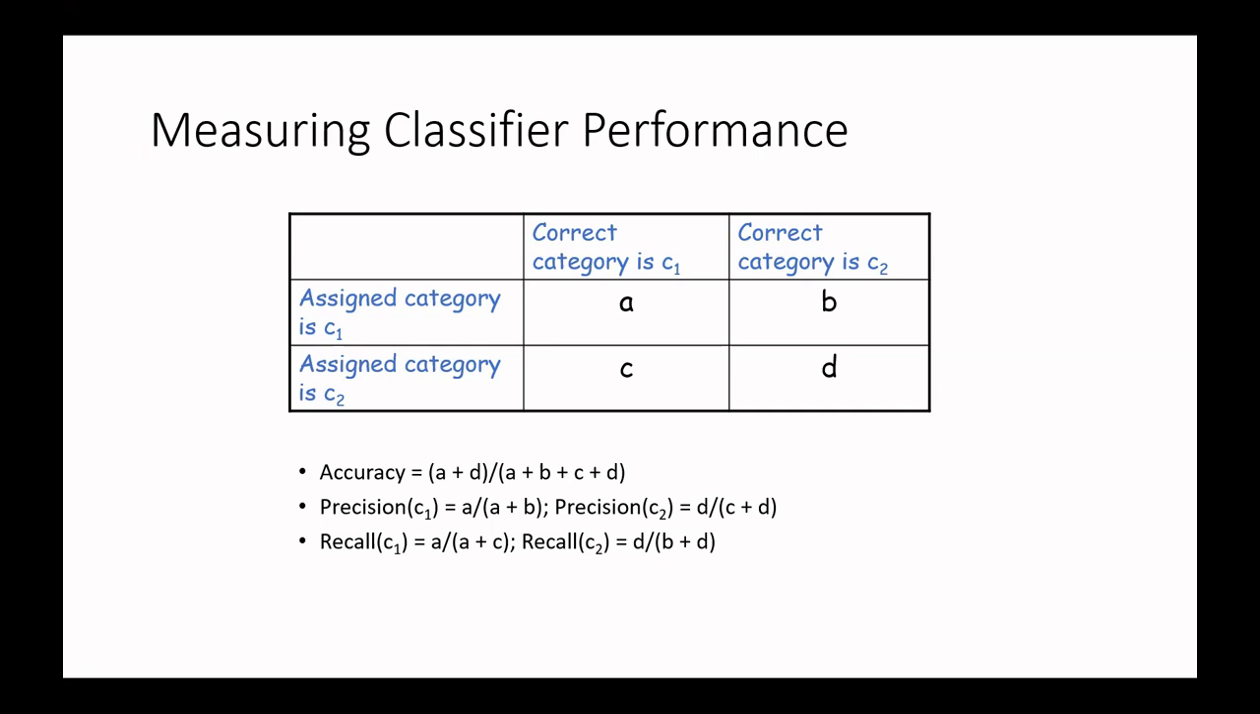Sometimes you may want to use the precision and recall idea, which I mentioned in the last lecture. When you talk of precision and recall, you have to define them with respect to class labels. So for class 1, the precision is given by A divided by A plus B, and the precision for class C2 is given by D divided by C plus D. Similarly, you can define the recall for class 1 and the recall for class 2.